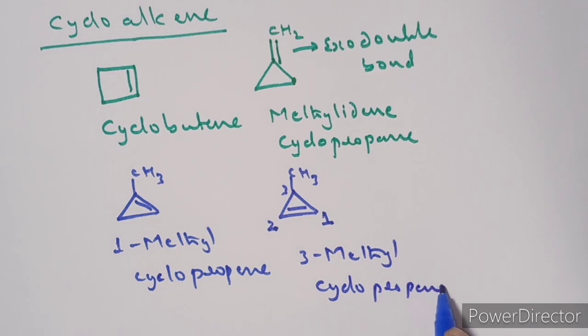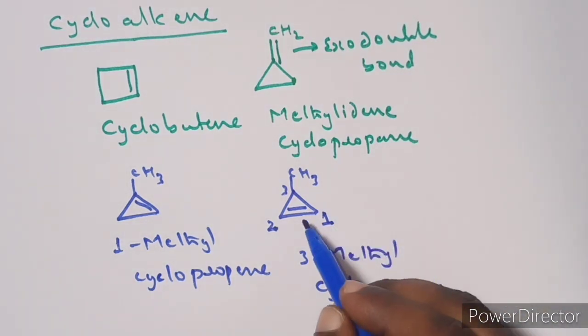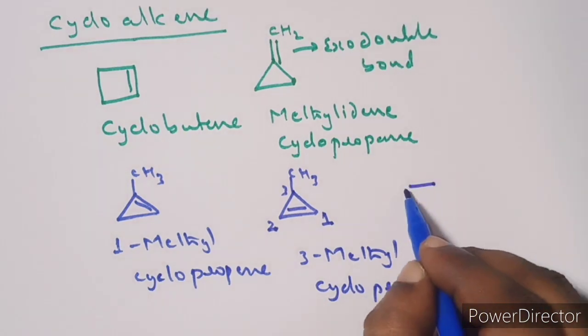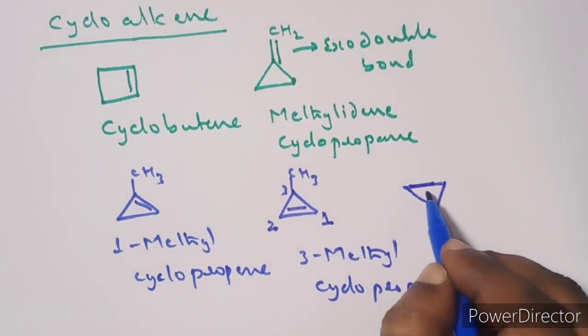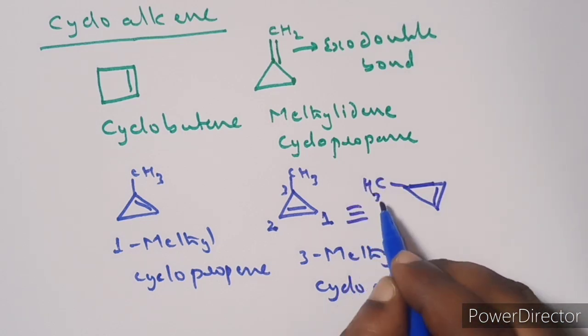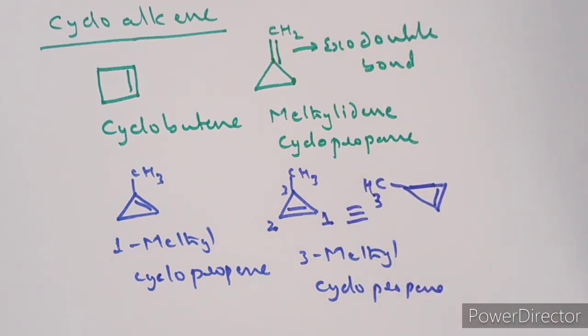Okay, and guys, suppose you keep the double bond here itself and change the position of the methyl group like this. The double bond is at the same position, only the methyl group is changing, so these two are the same, because it is also 3-methyl cyclopropene.